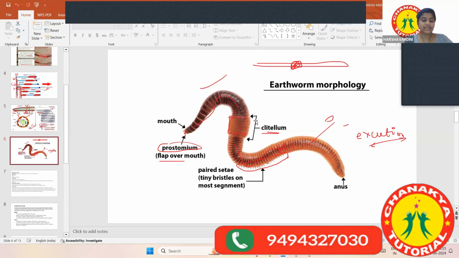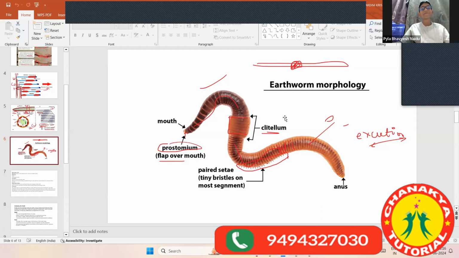So what is the clitellum? Clitellum is like the inner muscle of the earthworm. It is somewhat enlarged, different from the other parts of the body. What is the use of the clitellum? Why is it there in the earthworm's body? What do you think? Any guesses? You don't have any guess?